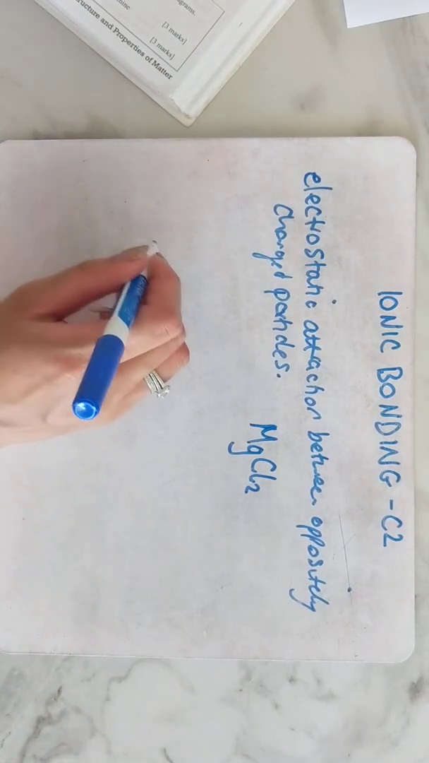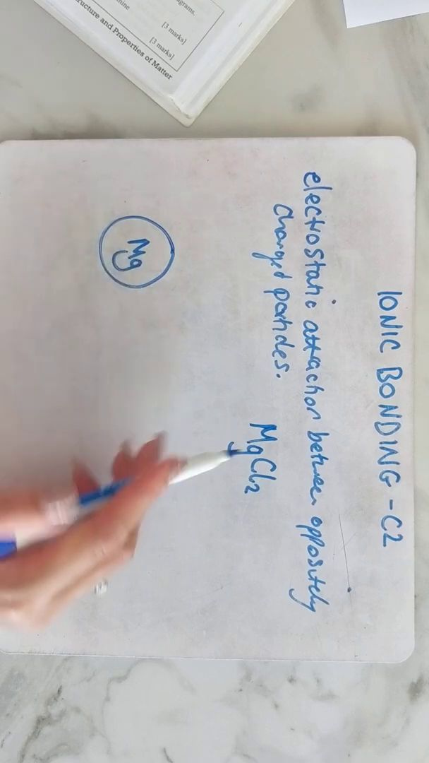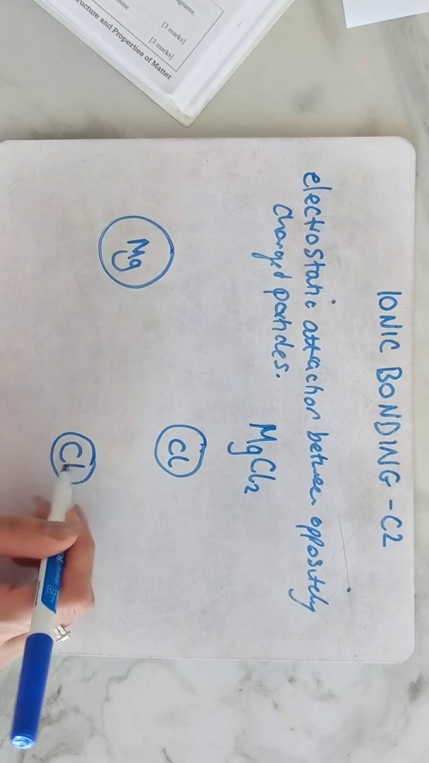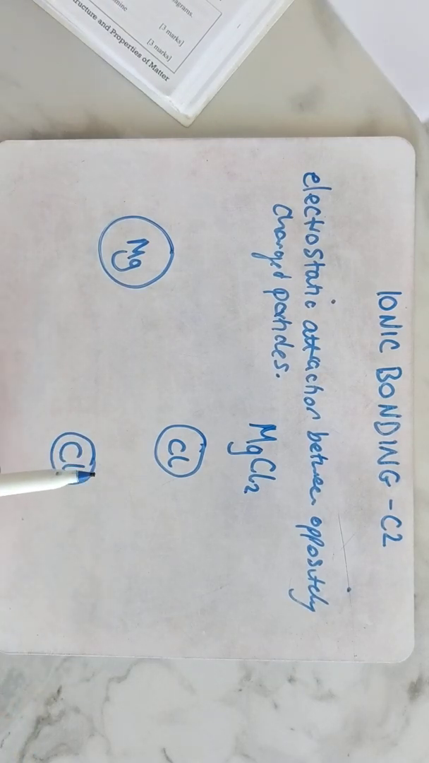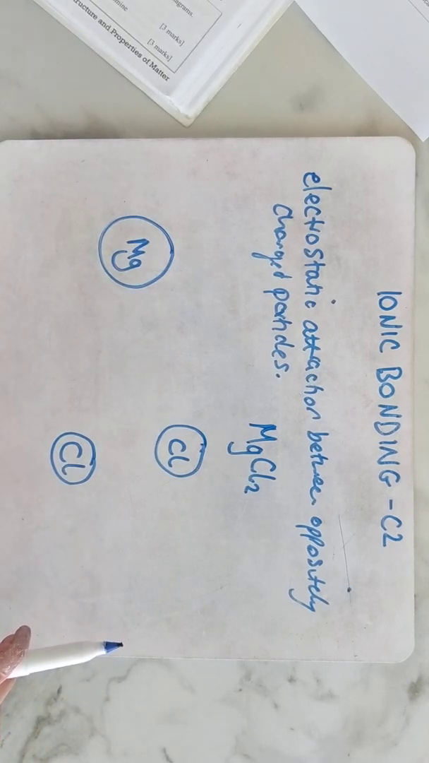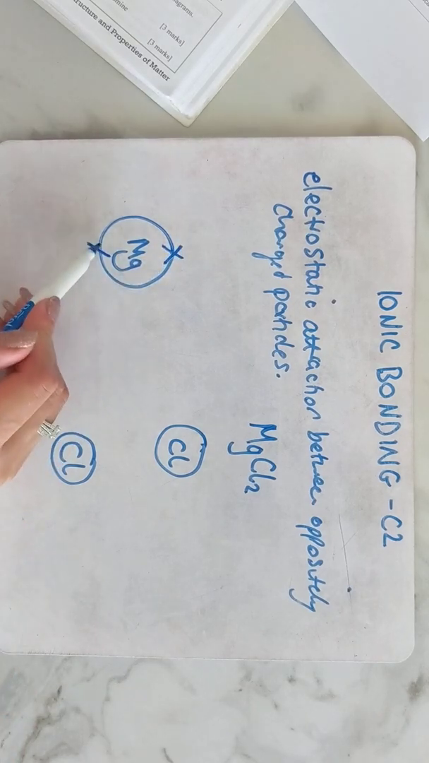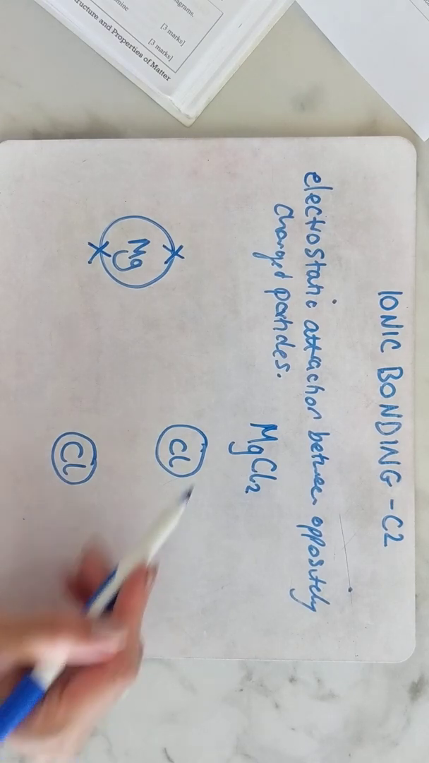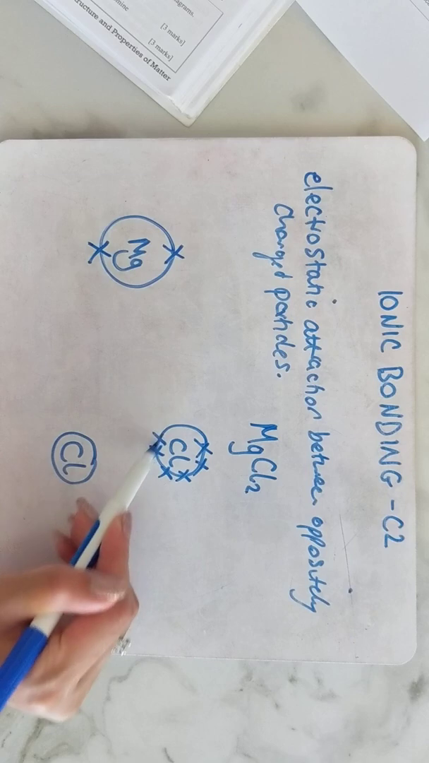How you do this is you draw the 2,8,8 rule for all the elements involved. I've got Mg and I've got 2 Cl, so I'm going to draw them separately. Mg, if I look on the periodic table, has 12 electrons. I'm only going to draw the outermost shell electrons, and you can do this too because it just gets messy if you're constantly drawing all the shells. Magnesium is in group 2, so it has 2 electrons in its outermost shell. Chlorine is in group 7, so it has 7 in its outermost shell.